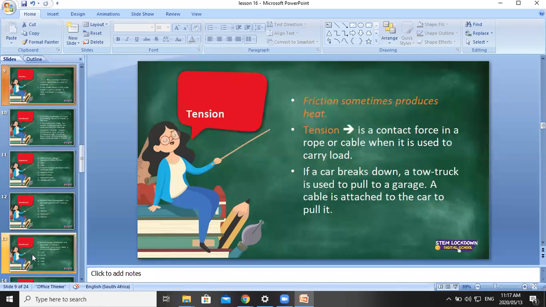So friction sometimes produces heat. We need to know that. As you rub your hands against each other, oh yes, you're getting warmer and warmer. Yes, your hands are getting warmer. It's because of friction, grade 9.